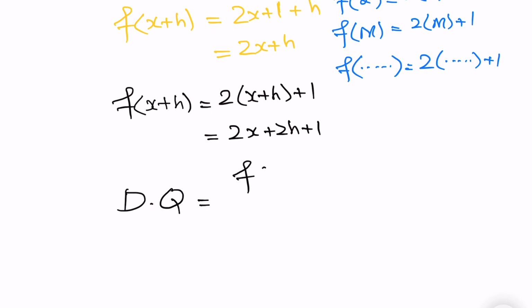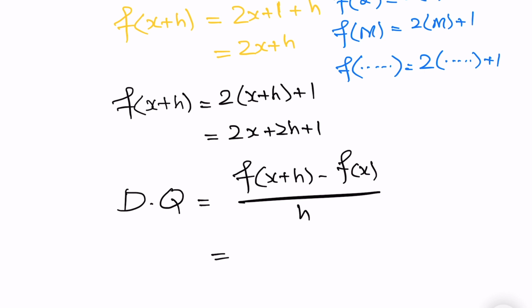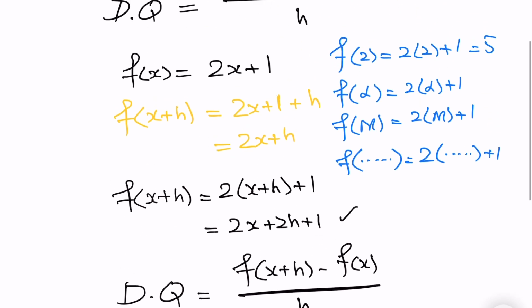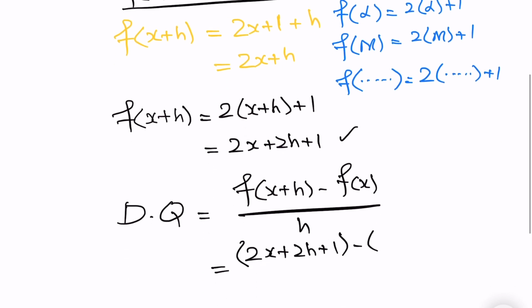which is f of x plus h minus f of x divided by h. So f of x plus h, we just calculated that this is 2 times x plus 2 times h plus 1, minus f of x. We are given this f of x, which is 2x plus 1.